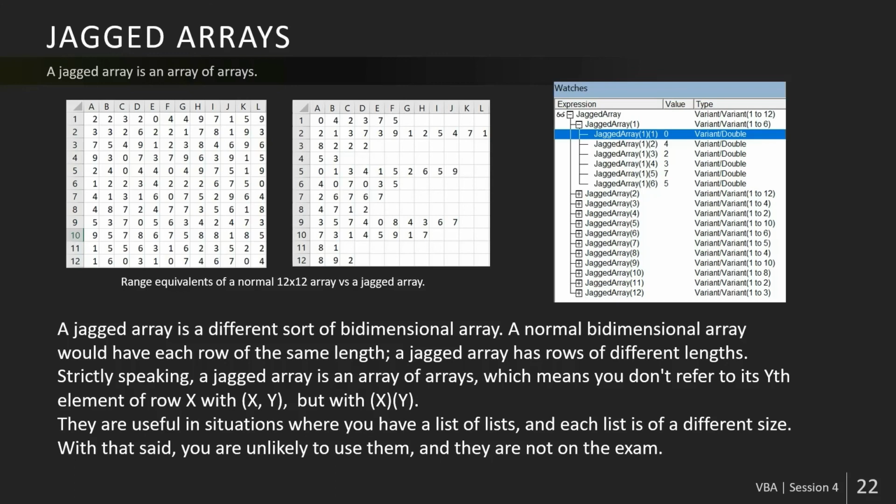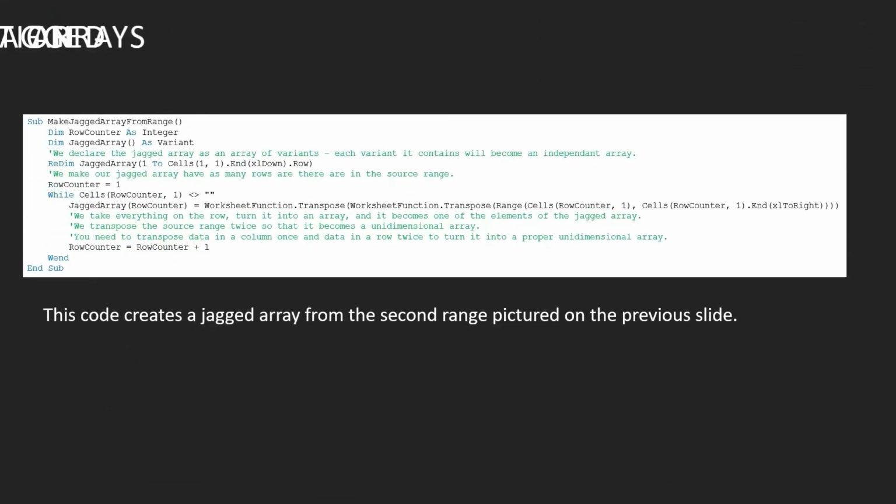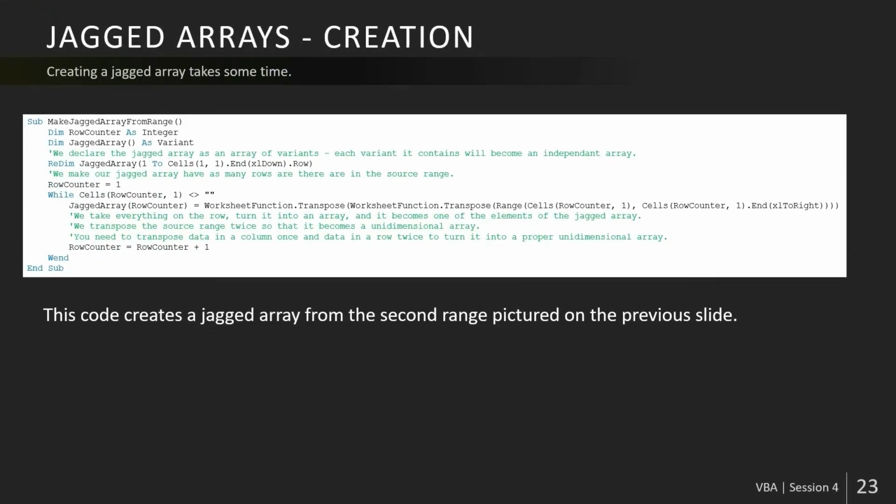For something that is not on the exam, jagged arrays. A jagged array is like a bidimensional array, except not all rows are the same size. You set it up not as a bidimensional array, but as an array of arrays. See this slide for code that creates a jagged array.